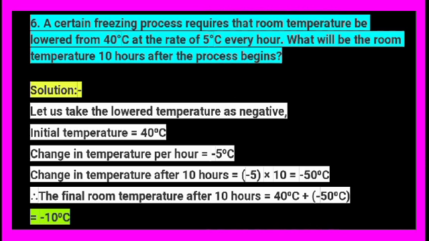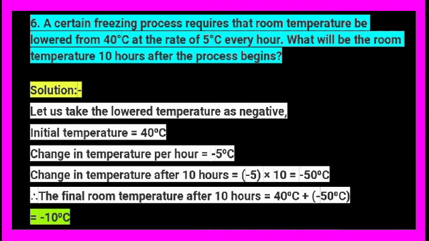Let's learn question number 6 of exercise 1.3. Question number 6 is: a certain freezing process requires that room temperature be lowered from 40 degrees centigrade at a rate of 5 degrees centigrade every hour. What will be the room temperature 10 hours after the process begins?